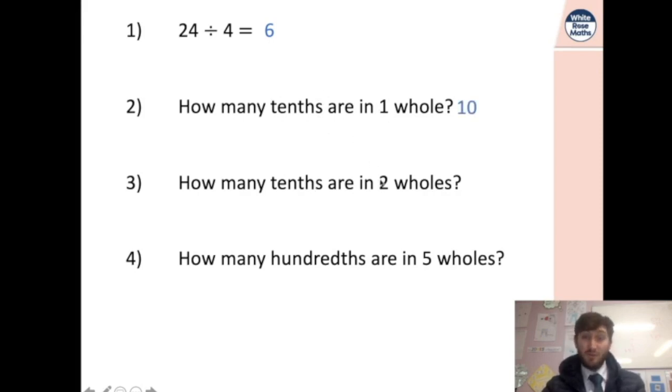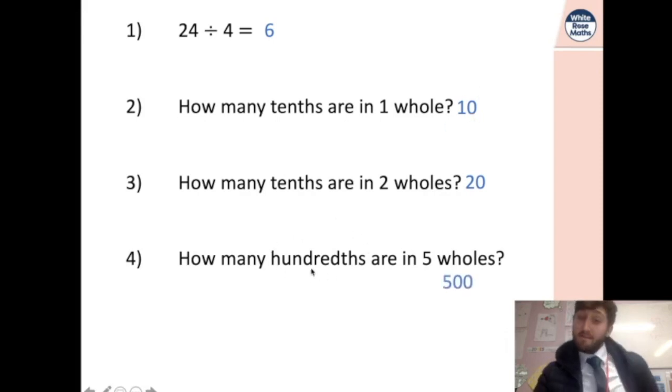How many tenths are in 2? 20. And then next, how many hundredths, so the key here is hundredths, are there in 5 wholes? Well, in 1 tenth there are 10 hundredths, and there are 10 tenths in a whole, so in 5 wholes there must be 500.